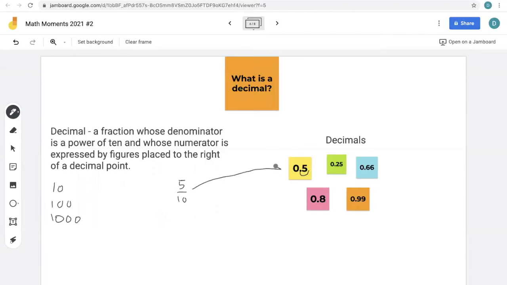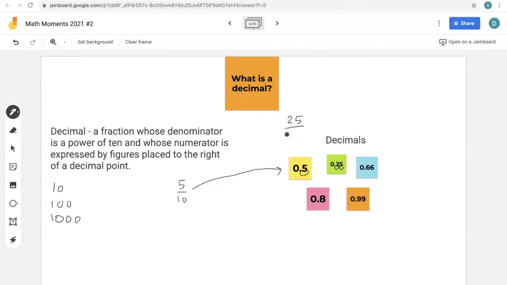and that's the same as 0.5. Now, let's look at 0.25 up here. So we know that 25 is the numerator because that's what's to the right of the decimal point. And then the denominator, we're going based on the number of decimal places there are. So I see 1, 2.